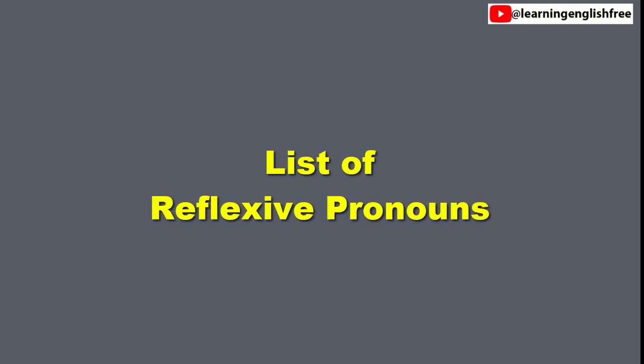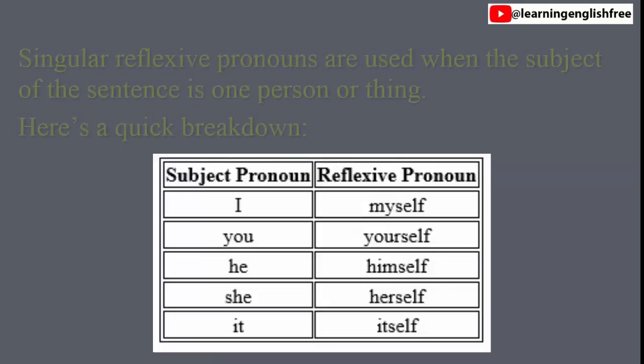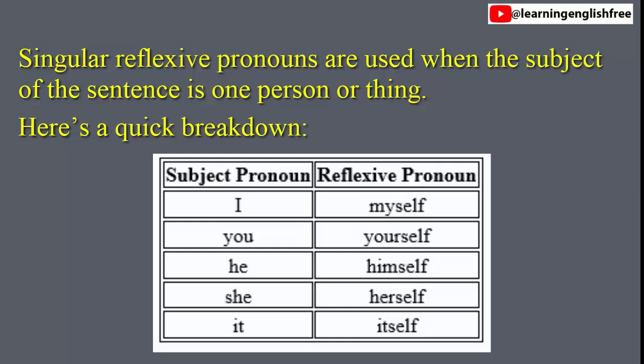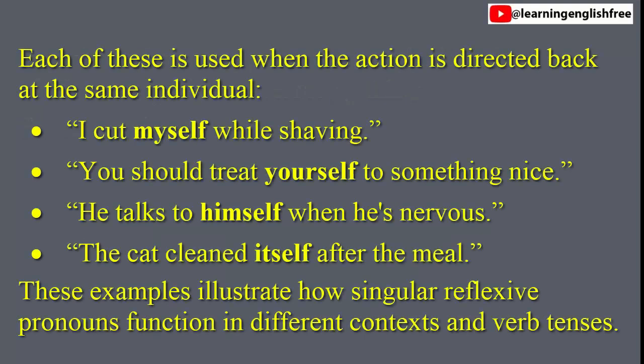List of reflexive pronouns. Singular reflexive pronouns. Singular reflexive pronouns are used when the subject of the sentence is one person or thing. Here's a quick breakdown. Subject pronoun I, reflexive pronoun myself; you, yourself; he, himself; she, herself; it, itself. Each of these is used when the action is directed back at the same individual.